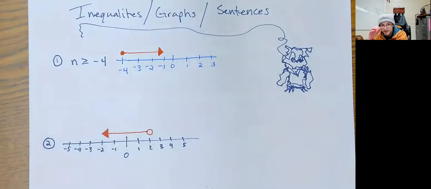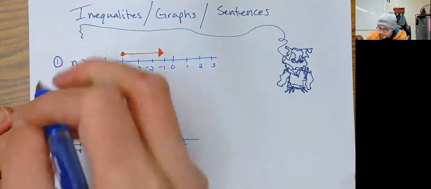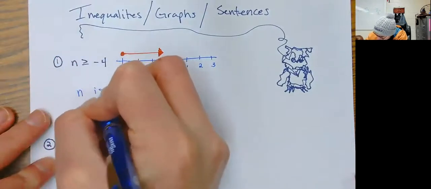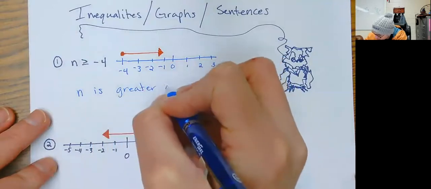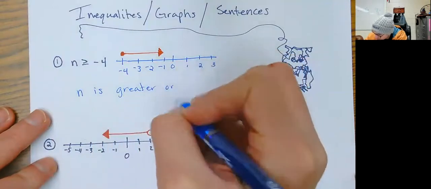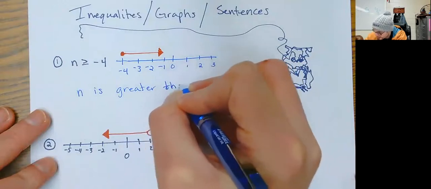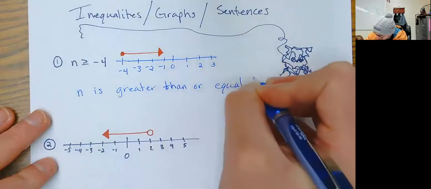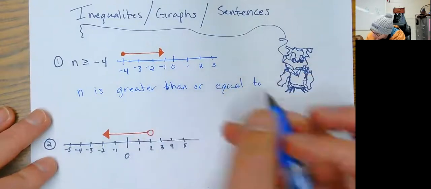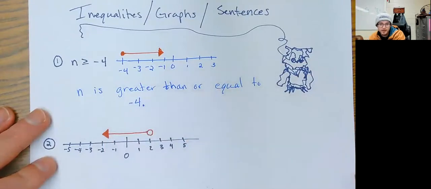I should also be able to write the sentence. So I have the equation, I have the graph. Now I should also be able to write the sentence. And the sentence is n is greater than or equal to -4, period. N is greater than or equal to -4.